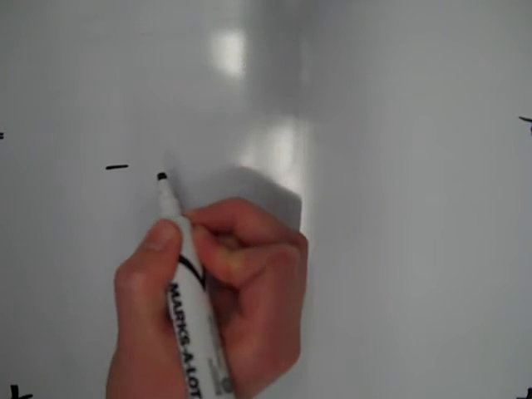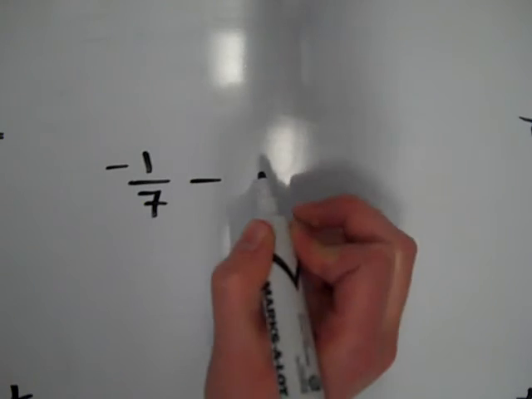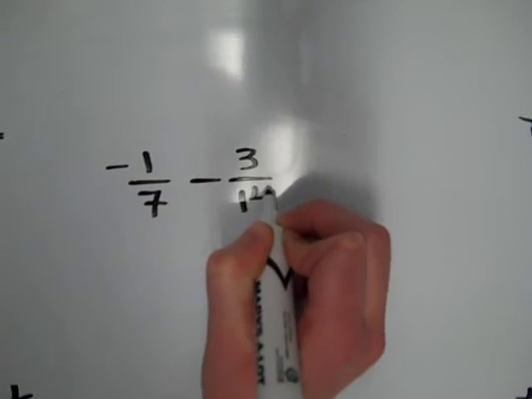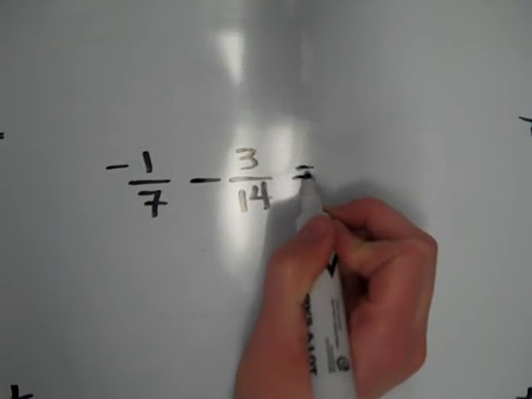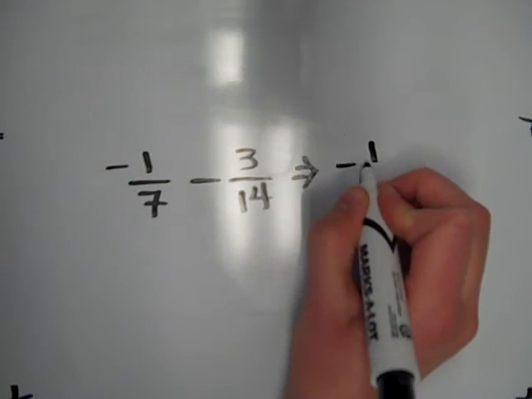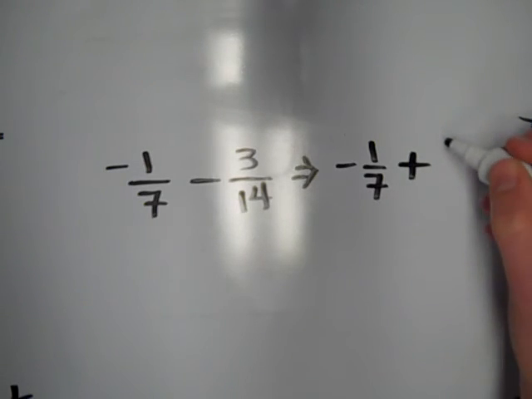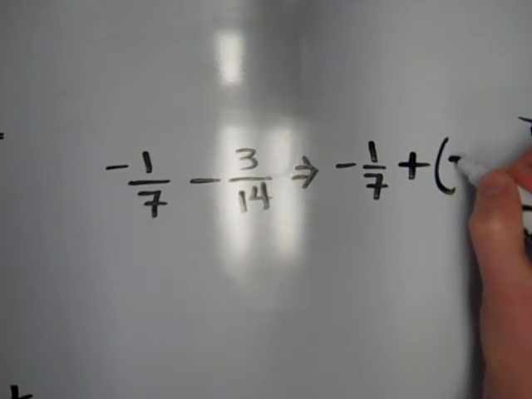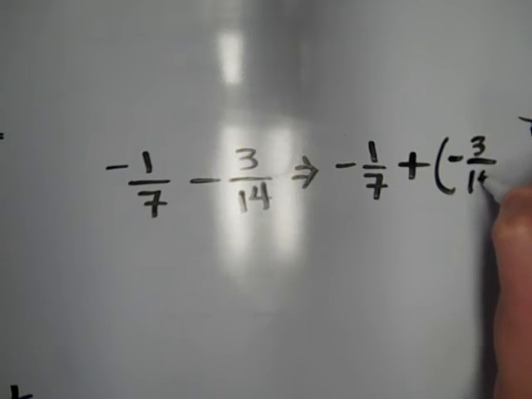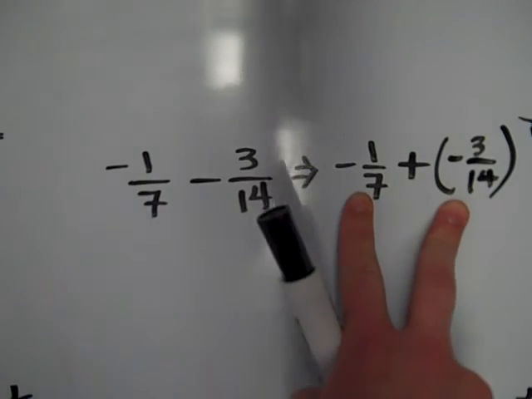Alright, now we're going to look at a couple subtraction problems. If I had something like negative 1/7 minus 3 over 14, my first thing that I know I have to do is rewrite it because I would rather do addition than subtraction. So I'm going to keep the first number the same. I'm going to change to addition. Then I'm going to change the second number to its opposite. So it becomes negative 3 over 14.